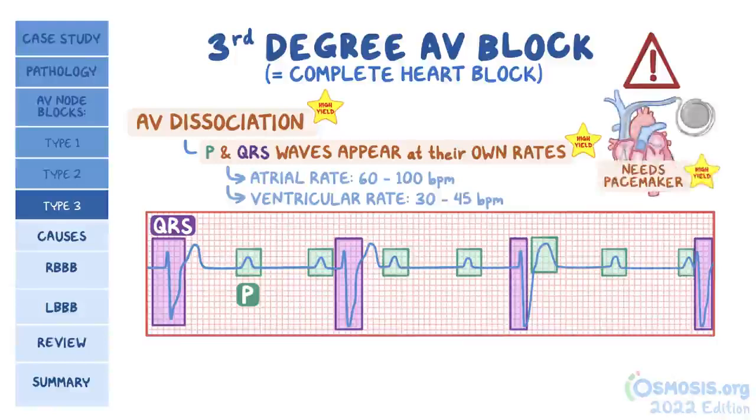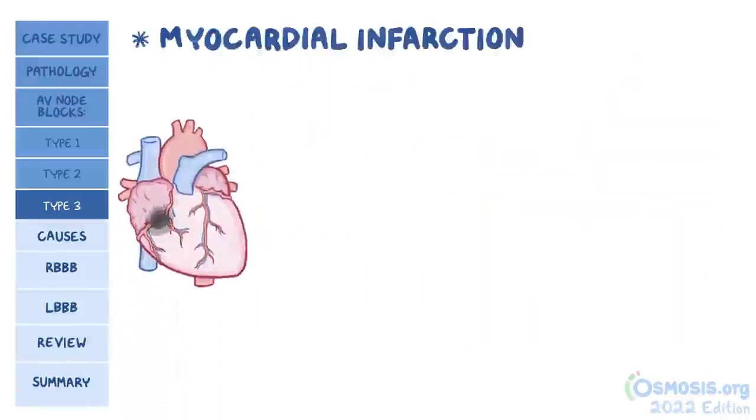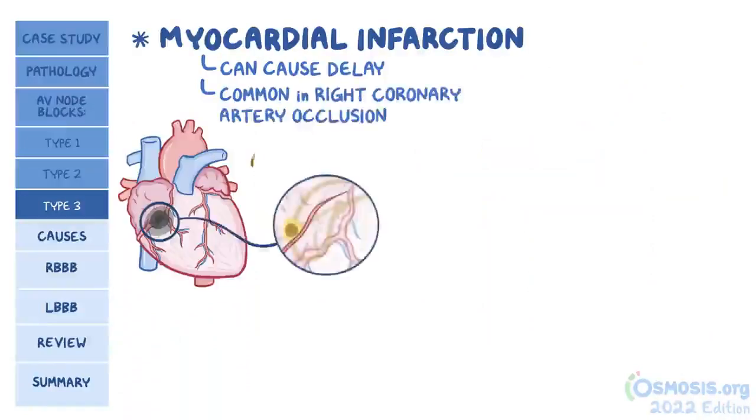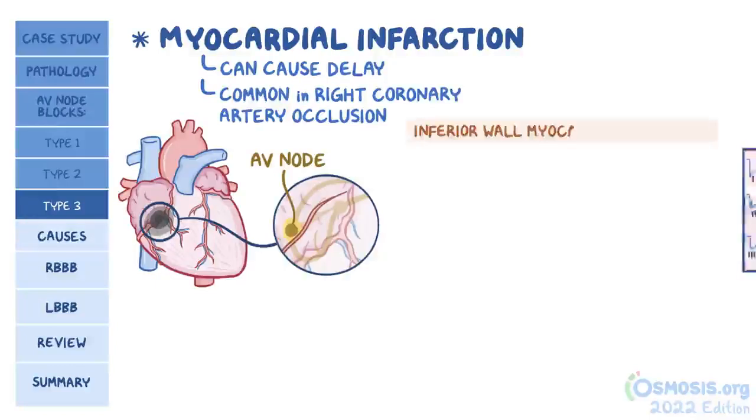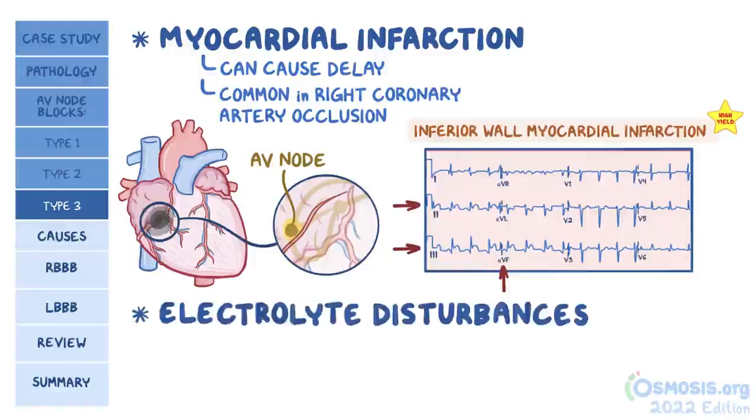Alright, so a lot of things can cause the three types of AV block. A myocardial infarction may involve the conduction pathway, causing a delay in electrical conduction. This is especially common in right coronary artery occlusion because it gives off a small branch that supplies the AV node. On the exam, a clue towards right coronary artery occlusion would be a case of inferior wall myocardial infarction, indicated by elevation of the ST segments in leads 2, 3, and AVF. Also, electrolyte disturbances like hyperkalemia can alter the membrane potential.